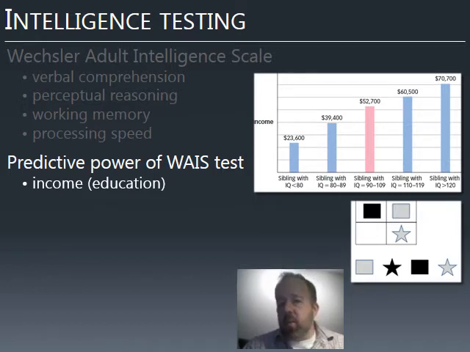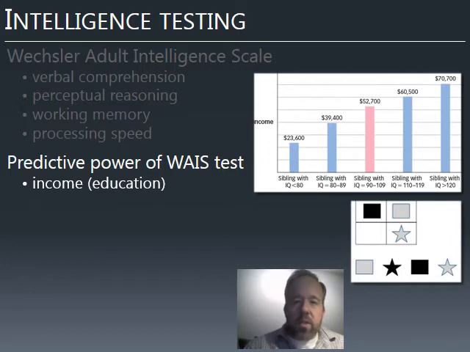And the reason they're using siblings here is to control for environment. So siblings tend to share the same environment if they're raised together. And so you can rule out a lot of environmental influence and look at intelligence as a function of income. And so income is correlated with intelligence. And a lot of that boils down to education. So more education tends to be correlated with more income.